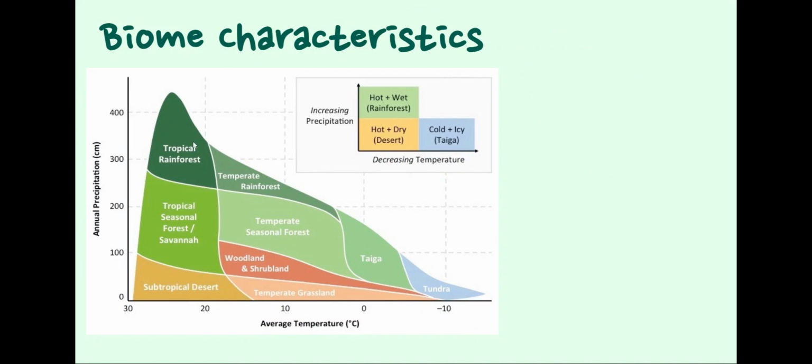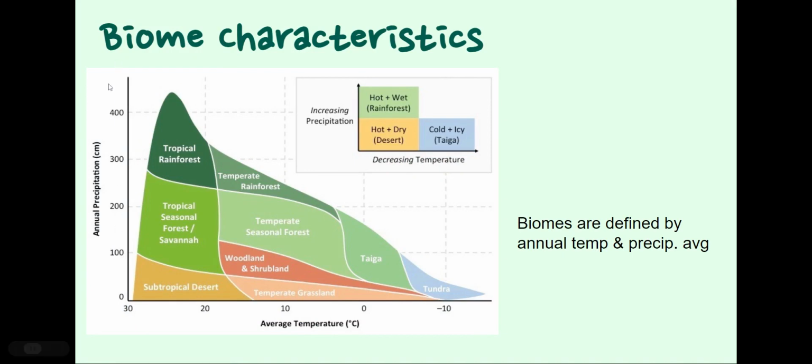Alright, next up, biome characteristics. So biomes are defined by annual temperature and precipitation averages. Over here we can see the annual precipitation on the y-axis, and it's increasing like this. But keep in mind that the average temperature right here is decreasing. So this is higher temperatures and this is lower temperatures.